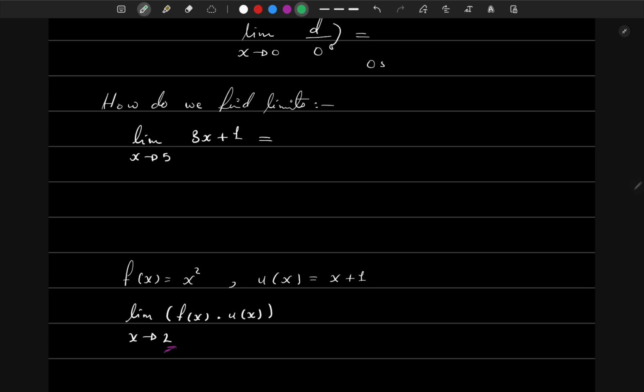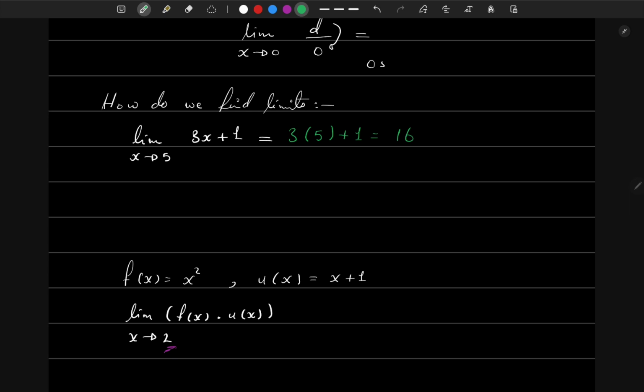And so if I have a simple polynomial function like 3x plus 1, with x approaching 5, all I have to do is just substitute x as 5. So I'm going to have 3 multiplied by 5 plus 1, which is going to equal 16.